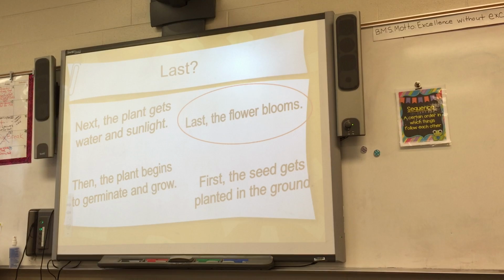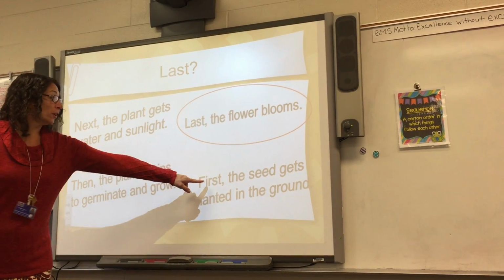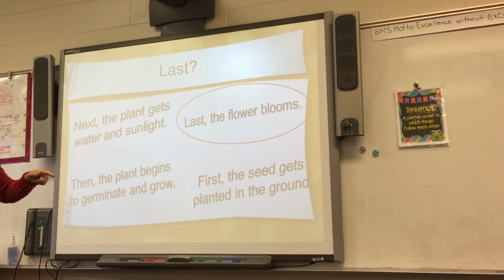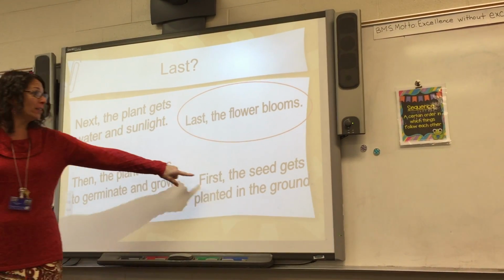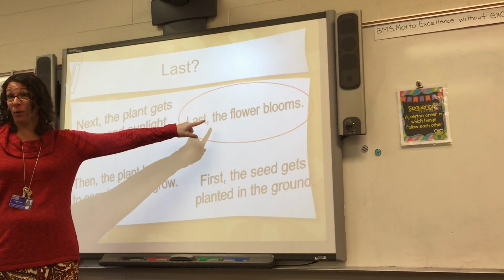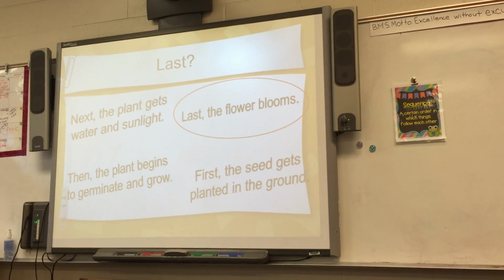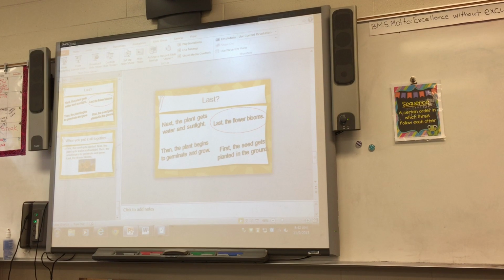Good. We have those sequence words, first and last. Those are easy. You pull those out. When you're working on this in centers and in your classwork this week, find your first, find your last. Use those words. And then you have to sort out what goes in the middle. Let's practice one together.